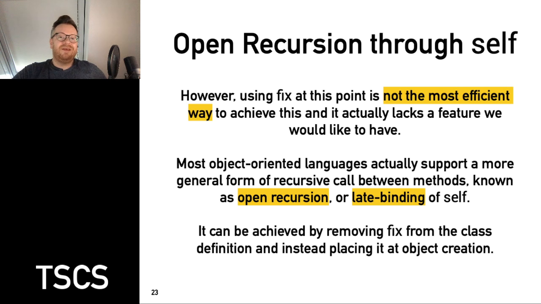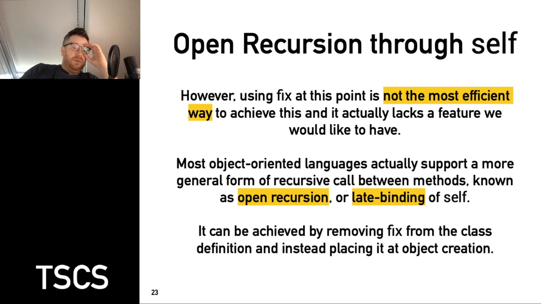On that note, using fix at this point is not the most efficient way to achieve this, and it actually lacks a feature that we would have. So this might not be the ideal candidate to implement this in this way. And most object-oriented languages support a more general form of recursive call between methods known as open recursion or late binding of self. How we can do this is we will remove fix from the class definition and place it instead at the object creation.